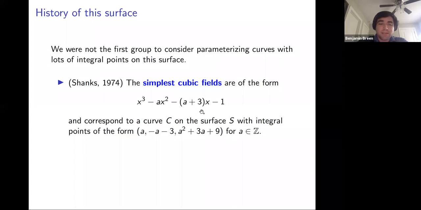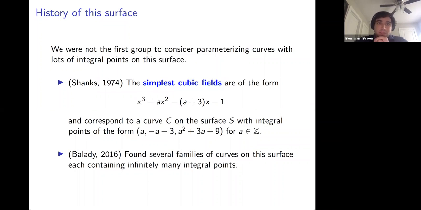And you can think about this in the AB plane: what this is really doing is setting b equal to negative a plus 3. And so that's just going to be a line in the AB plane. And the set of points satisfying the curve that he had found was all the integral points of the form a minus 3, a squared plus 3a plus 9 that lay on that surface.